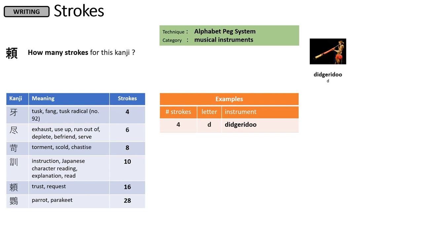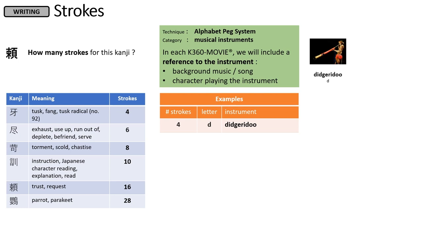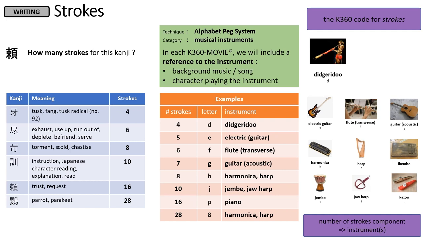And then, in each story, we will include a reference to this instrument, either the instrument itself, one of the characters playing that instrument, or smashing it on the ground or using it to perform any kind of action, or there will be background music, a soundtrack, a melody played with this instrument. So I suppose you get it: 5 strokes is the electric guitar for me, 6 the transverse flute with F, 8 is the harmonica or the harp, and so on. This is the Kanji 360 code: for a single number of strokes we associate one instrument.